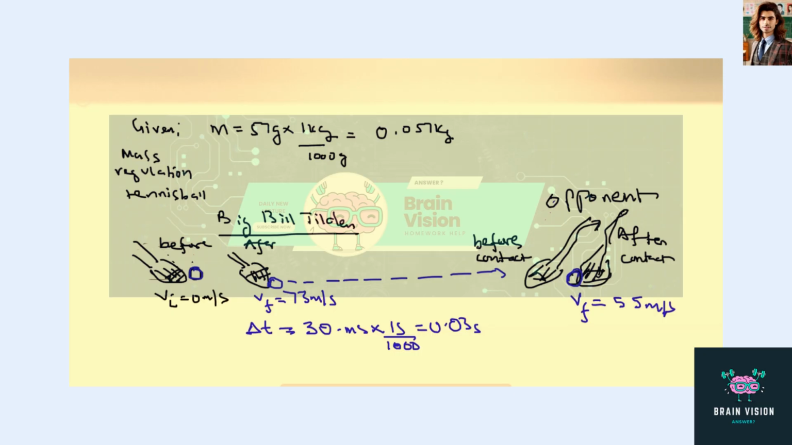For Big Bill Tilden, I'd call the initial velocity BI, for Big Bill, then B final, and then this is the opponent final, and opponent initial. So the opponent's initial velocity happens to be 73 meters per second. And then the final velocity is going in the opposite direction. Remember, this way is positive, this way is negative, so this would be negative 55 meters per second. So this is the information that we're given.